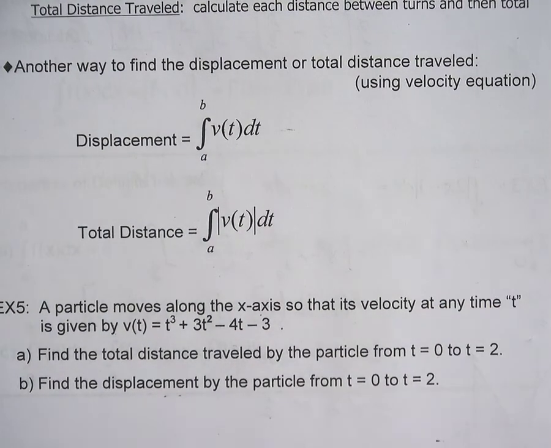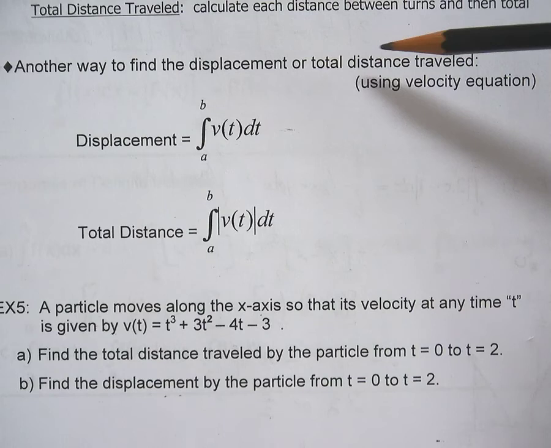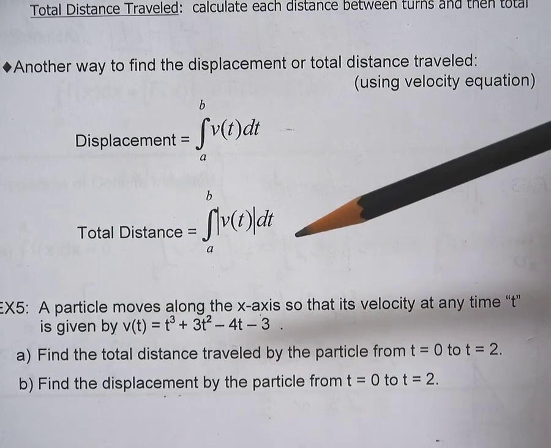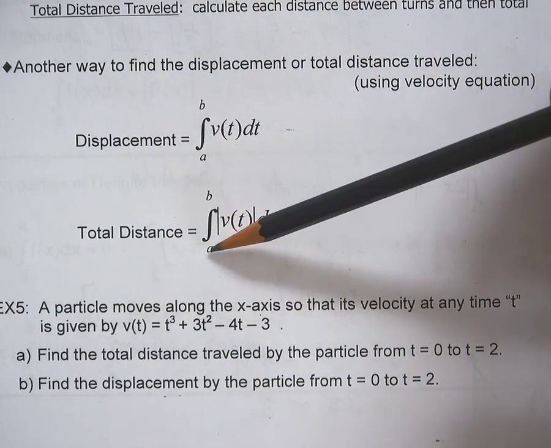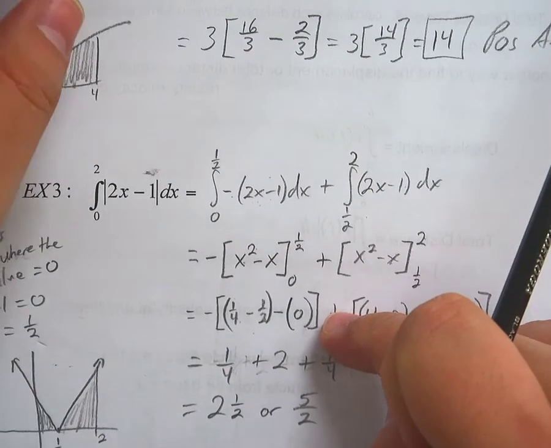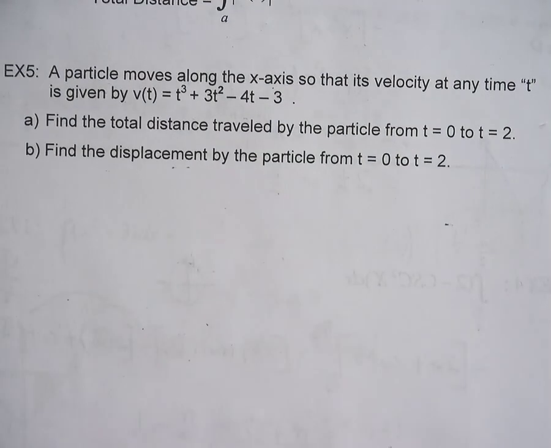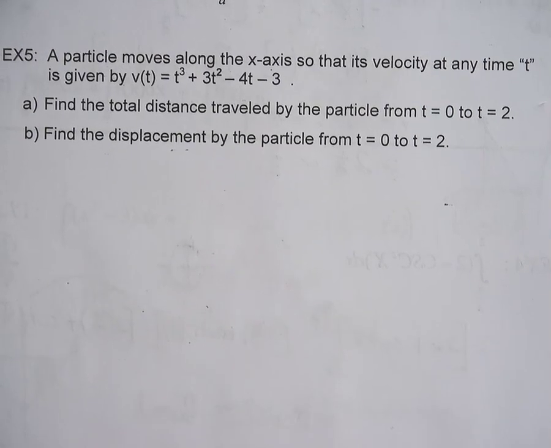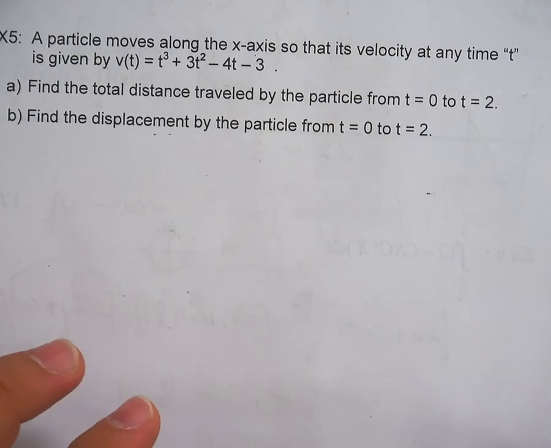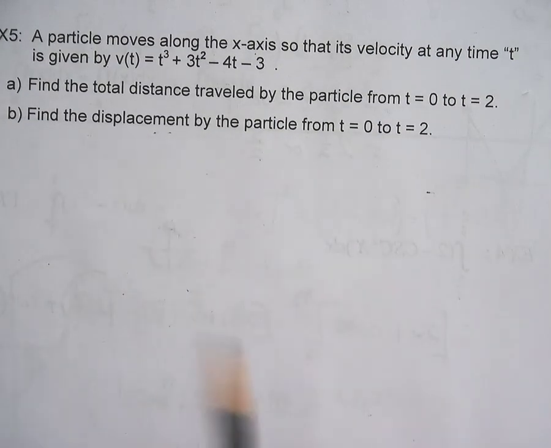Or the other way of doing that, another way to find the displacement or total distance traveled using velocity: displacement is the integral from A to B. Total distance is the integral from A to B of the absolute value of v of t. And the absolute value, I'm going to flip back real quick, we'll have to handle like example number 3. So we'll just split it when it turned, right? Same way we did the absolute value down here. Split it when it turns. So very quickly then, it says a particle moving along the x-axis so that its velocity at time t is given by this equation. Find the total distance from 0 to 2. Find the displacement of the particle from 0 to 2.